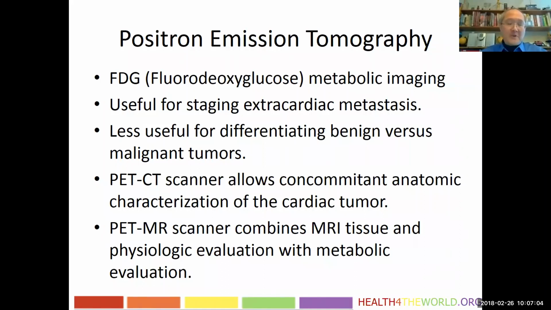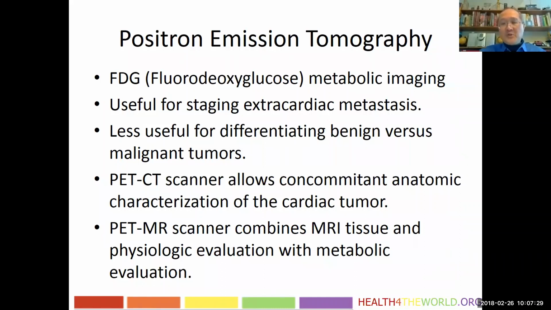Now, we don't do PET per se to try to work out the cell types or the different differentiations that we talked about for tumor. What we really use it for is to look for extracardiac metastasis, or in lymphoma's case, we'll be looking for extracardiac origins of lymphoma. Okay.